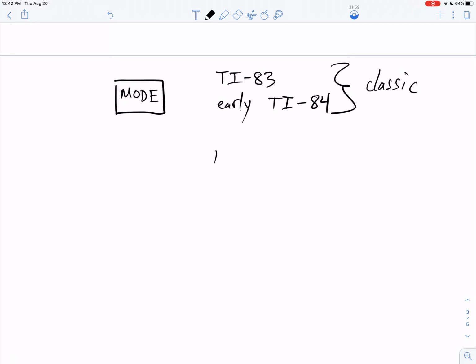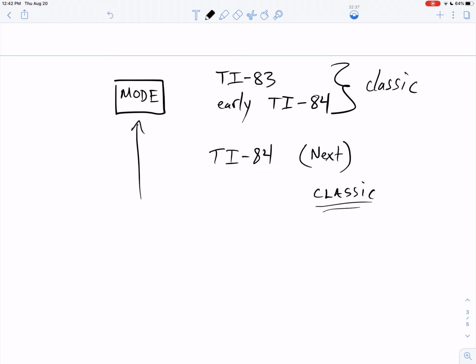But on the later TI-84 models, you will have a choice. Sometimes it's at the very bottom of the screen, or sometimes you have to use the next feature at the bottom of the screen, but then you'll see the word classic. I think it's in block print. You can highlight it with your side-to-side arrows, hit enter, and you'll be in classic mode. On the newer TI-84s after that, it's right on the front. When you hit the mode button, you'll see it.